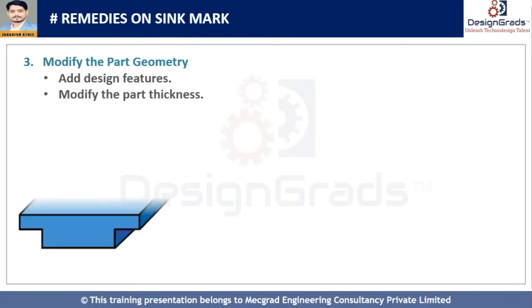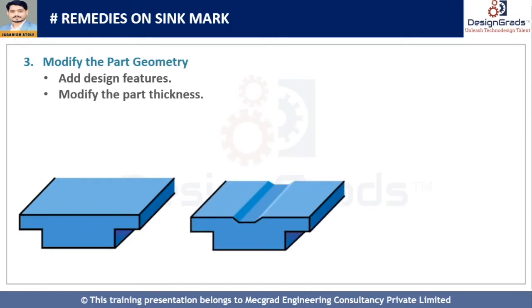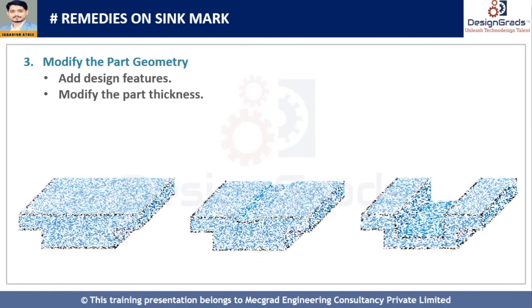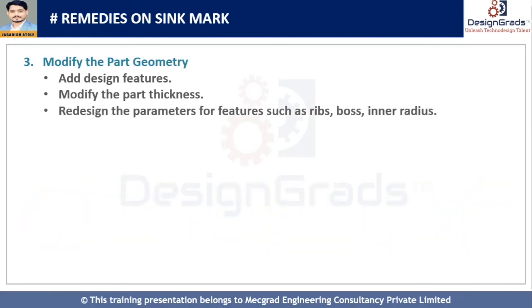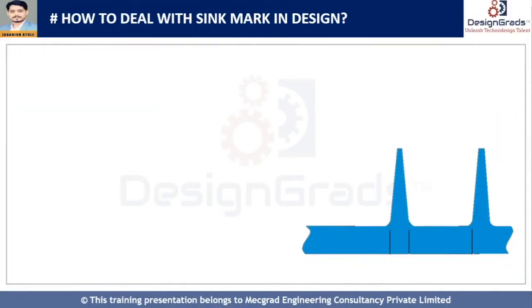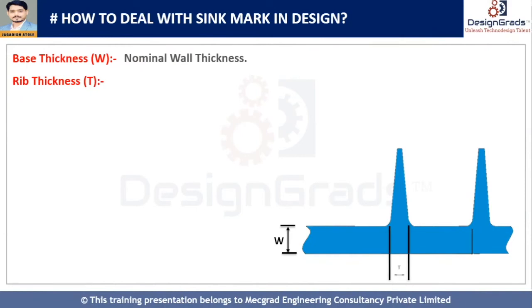With non-uniform thickness like this, you will get sink mark, but you can modify the geometry like this to avoid sink mark. The third is redesign the parameters for features such as ribs, boss, inner radius, etc. Let's see how to deal with the sink mark with rib feature. For our consideration, let's take the base thickness W as nominal wall thickness. In this diagram, rib thickness is T.